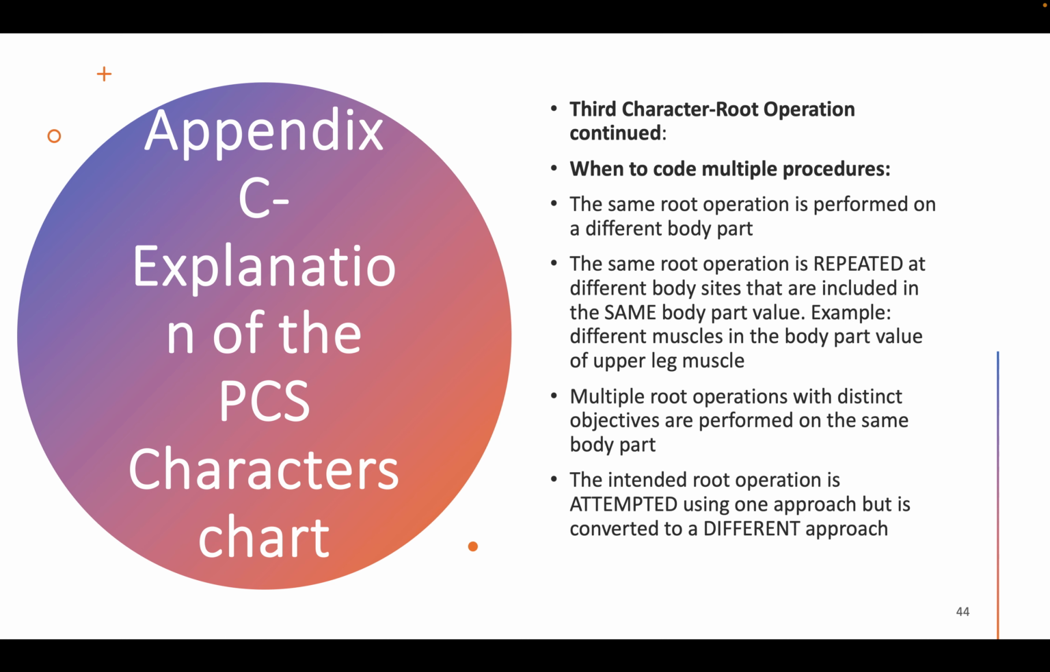To me, this is an example of dog bites where they're having to go in and suture different ones. So you would do the same root operation is repeated on different body parts. You would code each one. Multiple root operations with distinct objectives are performed on the same body part, and the intended root operation is attempted using one approach, but then is converted to a different approach.